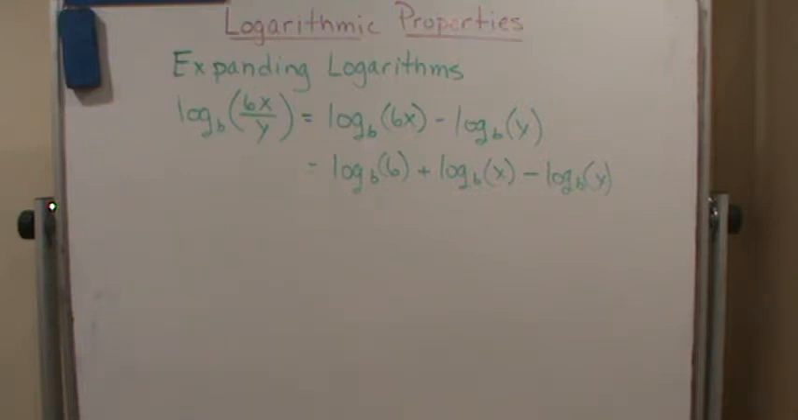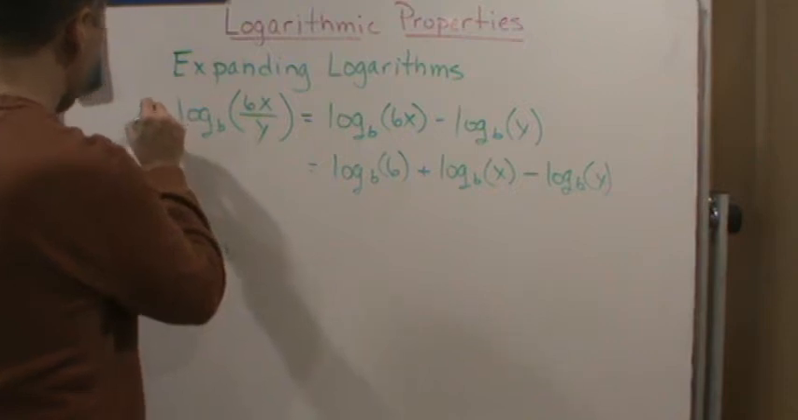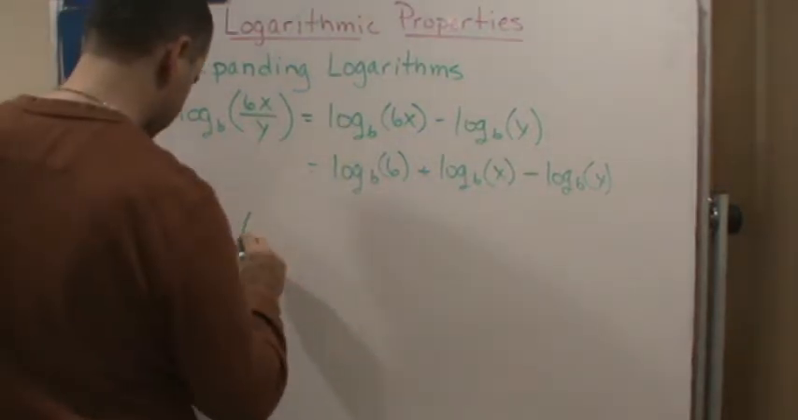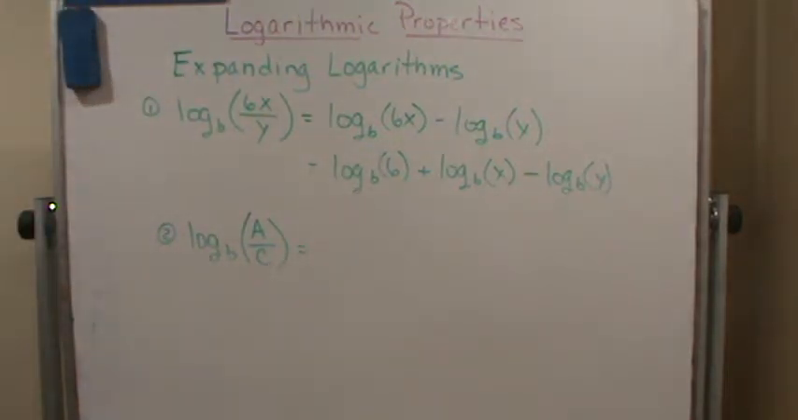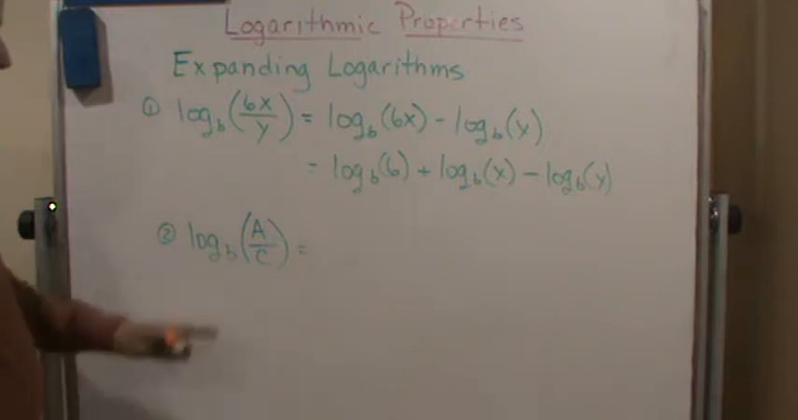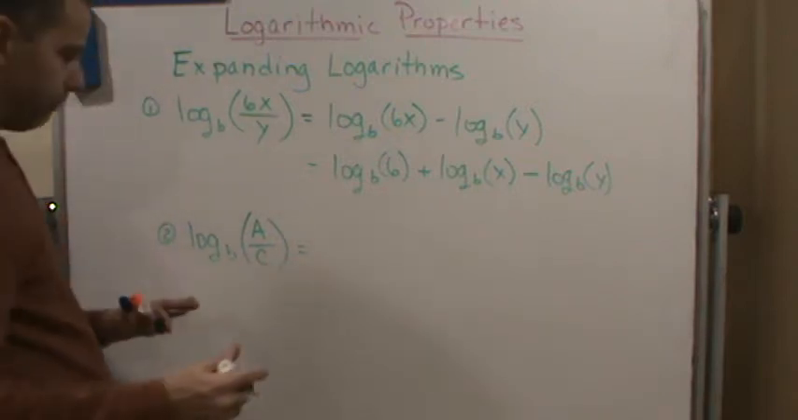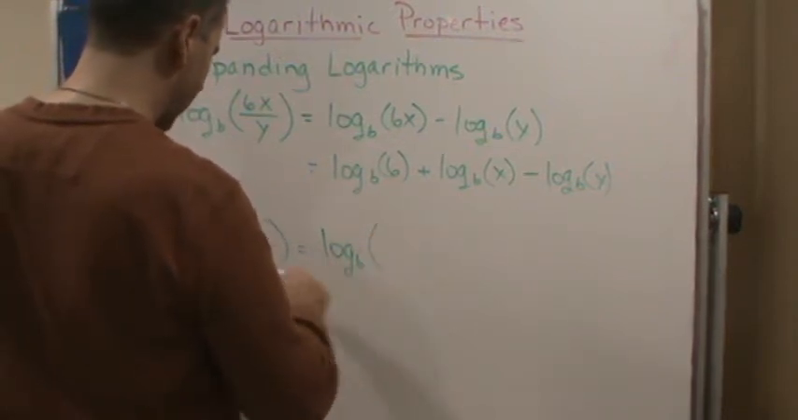So, what about something like this? Log base b of a over c. How would we do that? Well, in this case here, we would just use the definition, right? But you could use the power rule here as well. Now watch what I'm going to do. Again, this is not the way I would do it, but just to show you that there's different ways of getting the same answer. So you could do log base b and write it as a product, right?